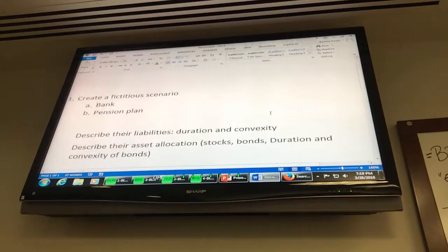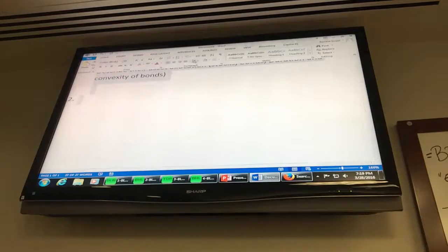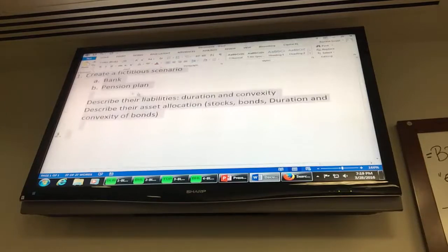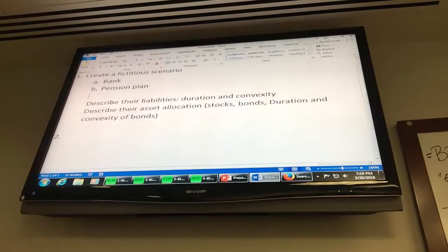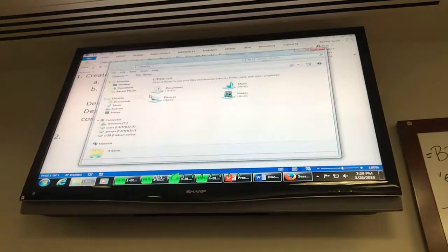All right, so I'm gonna do a pension plan just because I think that's the easier way to go about this. If you do a bank, you're gonna have to come up with some way of knowing the duration. If you do a bank, you don't necessarily have to do convexity, because convexity is not a huge issue with banks. But if you do a pension plan, you'll definitely need to do that. All right, so let me show you how I did it.